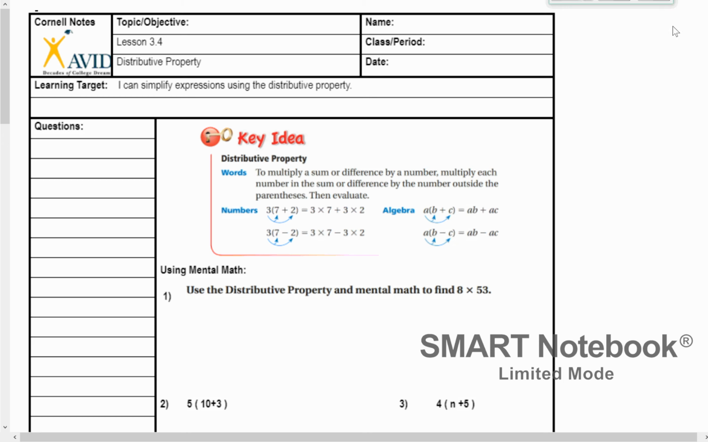Right, today we're going to learn lesson 3.4 of the distributive property. So our learning target for today is I can simplify expressions using the distributive property. Okay, so first let's talk about what is the distributive property.